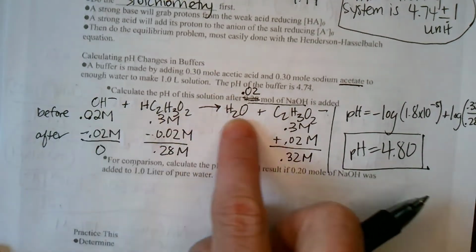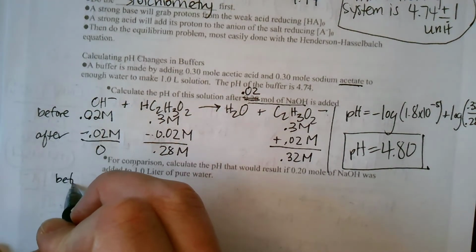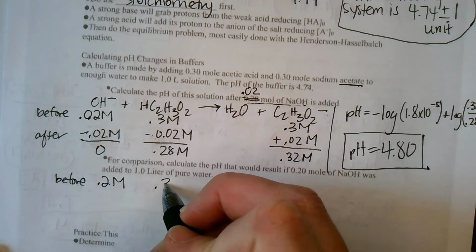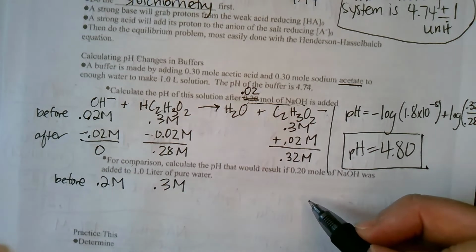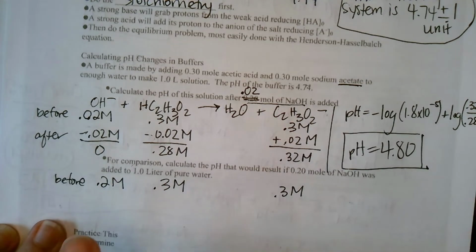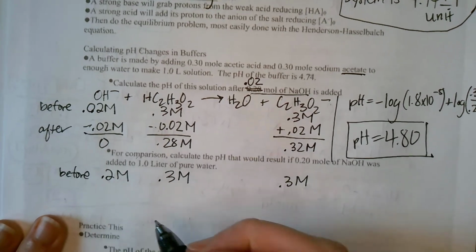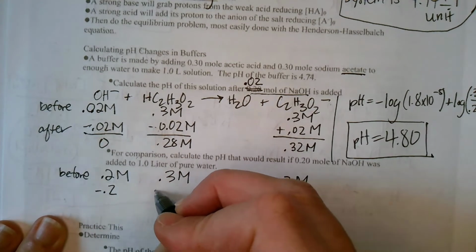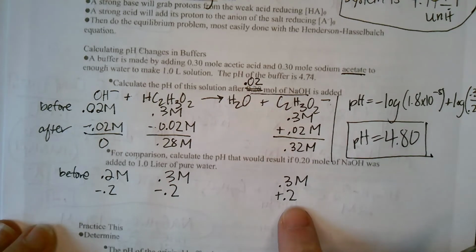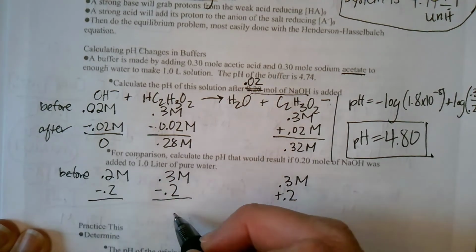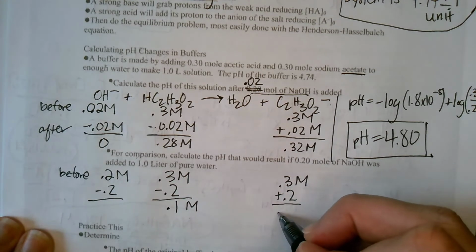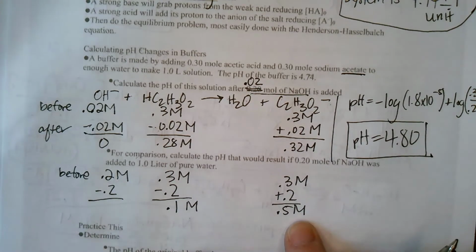Let's set it up. We'll just use the same equation. Our before for the OH is going to be 0.2 molar, the same 0.3 molar for the acetic acid, and 0.3 molar for the acetate. But then obviously we would use up the hydroxide first, so we subtract 0.2, consume that, and produce more acetate. So what am I left with? 0.3 minus 0.2 is 0.1 molar of my acid, 0.5 molar of my acetate.